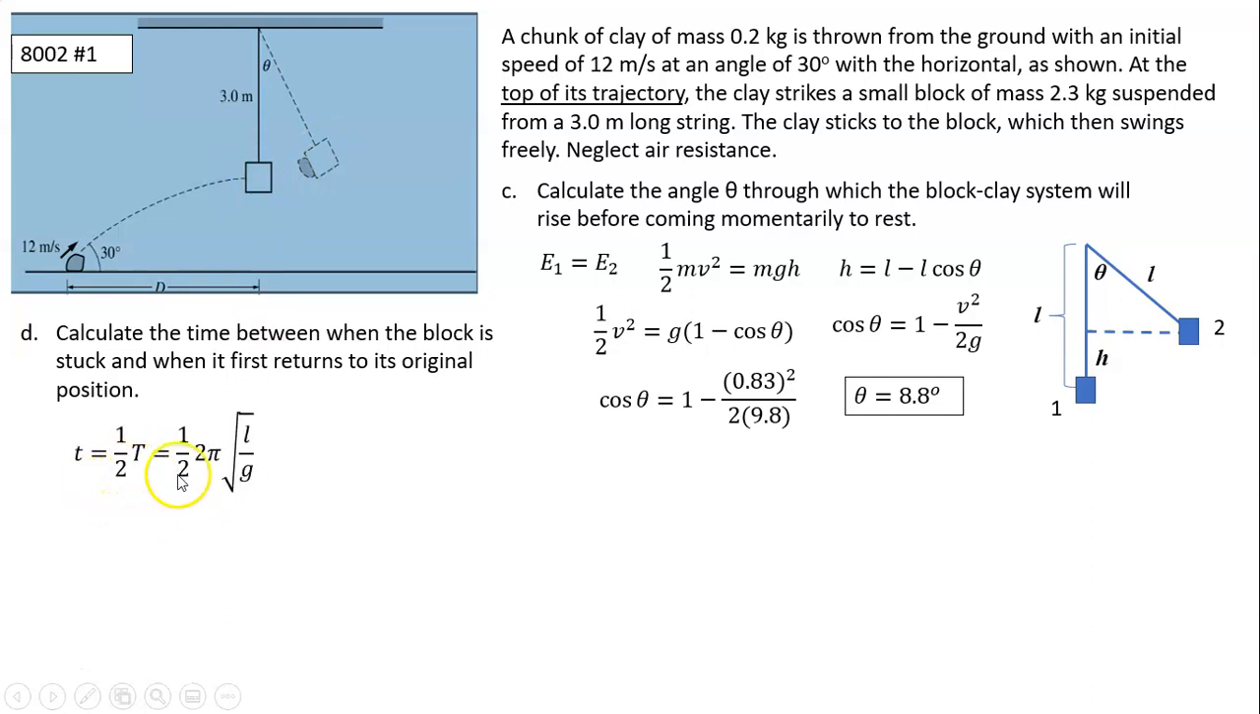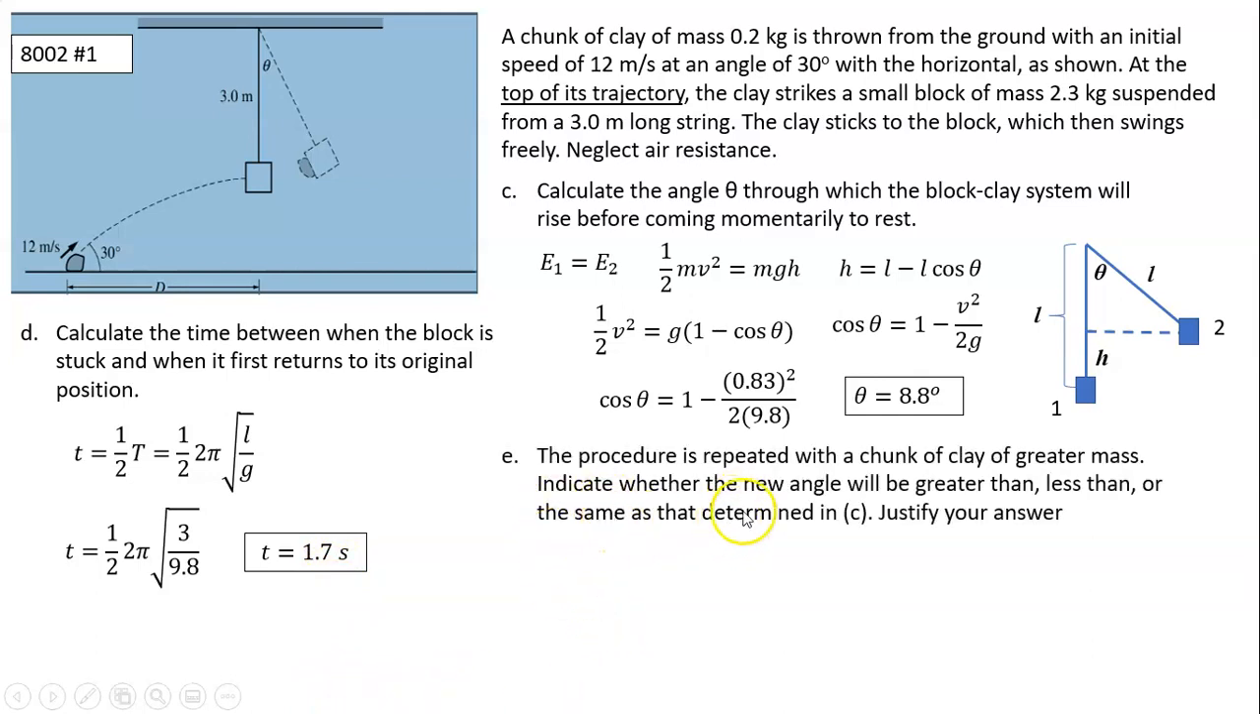For a simple pendulum, the period is 2 pi times the square root of L over g. We know the length, we know g, so simply substitute everything in. You should have a time of 1.7 seconds. That's half of the period. So the total period would be 3.4 seconds.